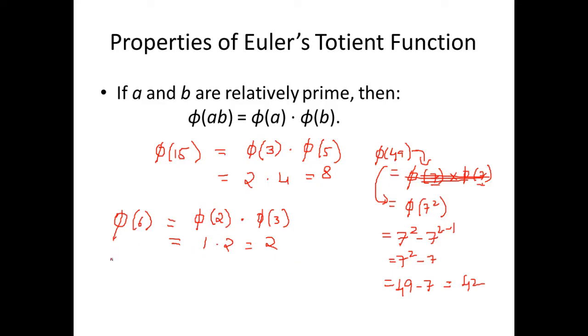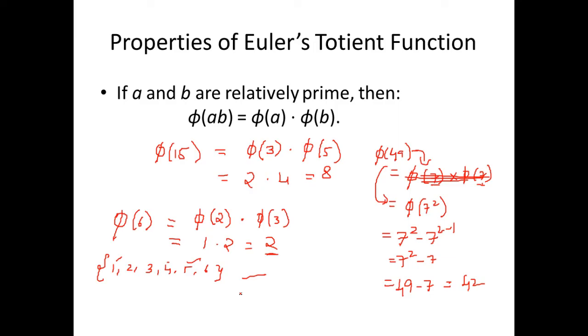And we can very well verify that if you take all the numbers from 1 to 6, that is 1, 2, 3, 4, 5, 6, how many numbers actually have a GCD of 1 with 6? It's just 1 and 5. So only these two numbers have a GCD of 1 with 6. So 1 and 5 are co-prime with 6. So the number of numbers having a GCD of 1 is 2. So that is verified.